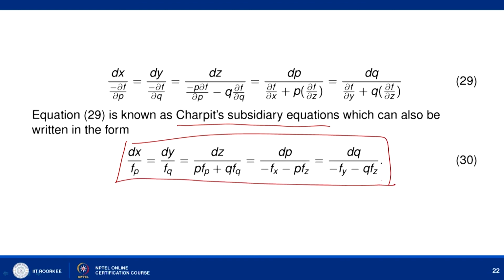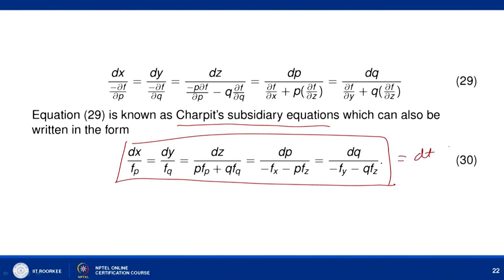Now, if you recall the Cauchy method of characteristics, then if you equate this value as some dt, where t is some parameter, then it is the equation which you obtained in the Cauchy method of characteristics, and the equations we have obtained right now are the same. The only difference is that there we have some initial condition, here we do not have any initial condition.